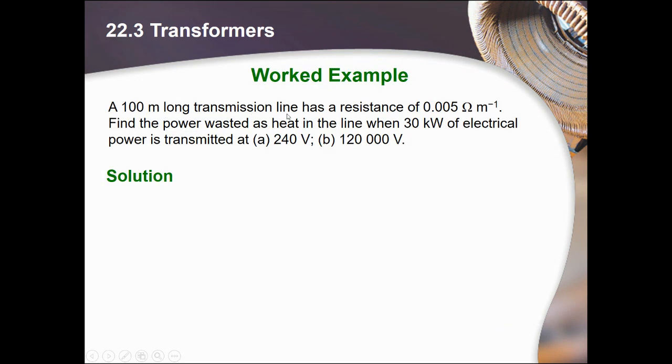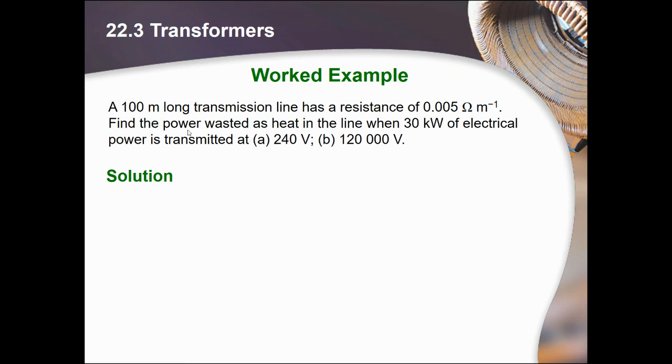A 100 meters long transmission line has a resistance of 0.005 ohms per meter. Find the power wasted as heat in the line when 30 kilowatts of electrical power is transmitted at 240 volts as compared to at 120,000 volts. You can do a calculation and later you will see that at 120,000 volts, at high voltage, the power loss will be much, much reduced. I'm interested in finding power loss, so the formula for power loss is I squared R.